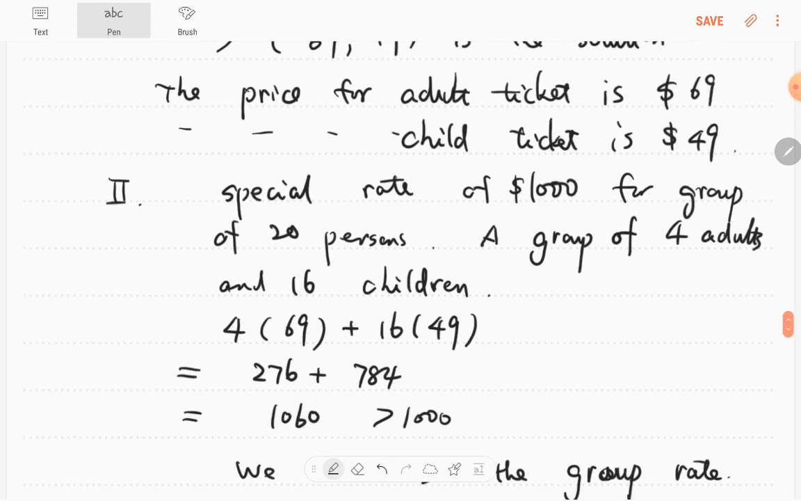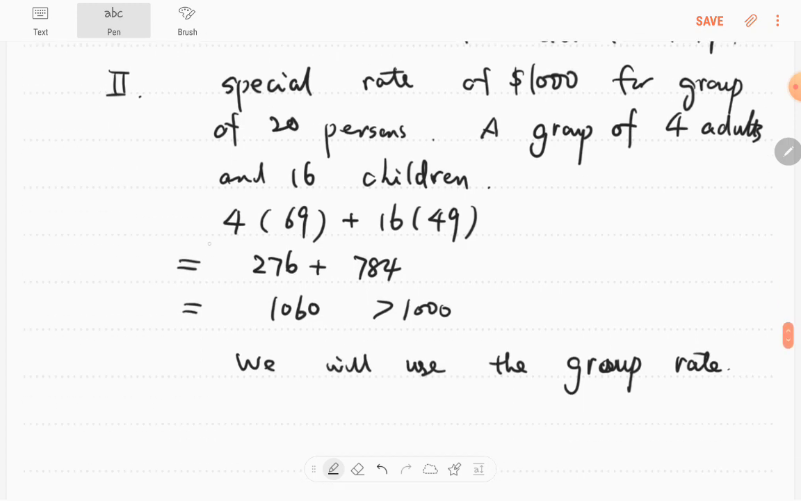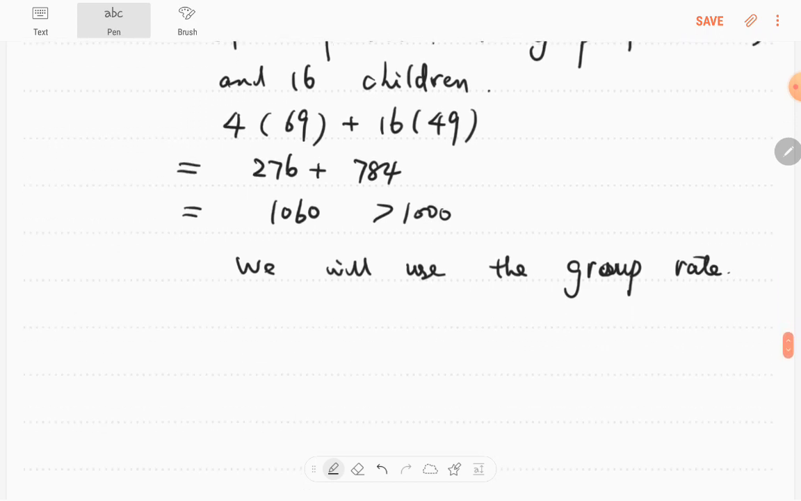So after we know the price for the adult ticket and the price for the child ticket, we can get the admission for the 4 adults and 16 children. If we do not use the special rate, we need to pay $1,060. If we pick the special rate, we can save $60. Of course, we want to save money, right? We will pick the group rate. So let's see one more example.